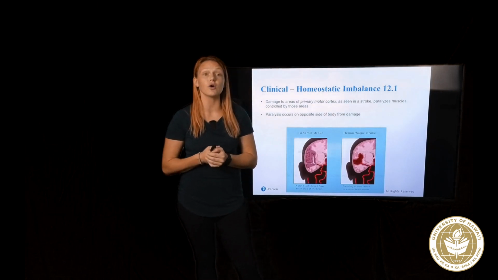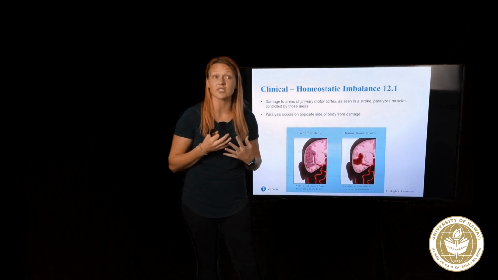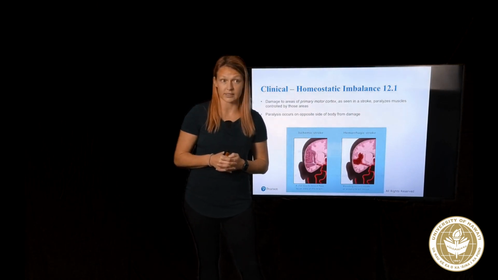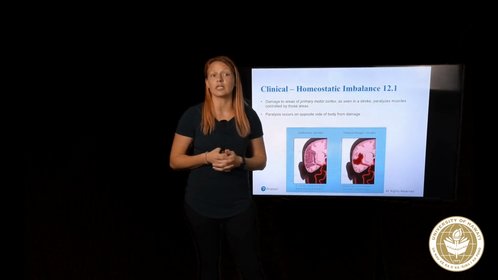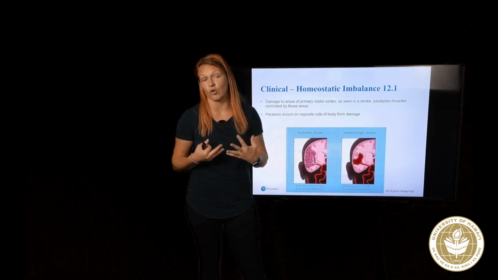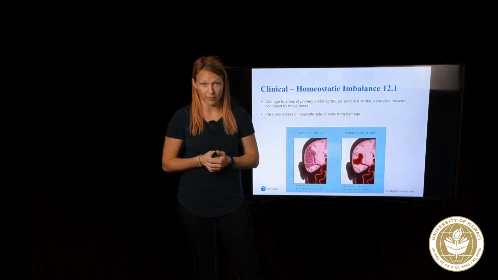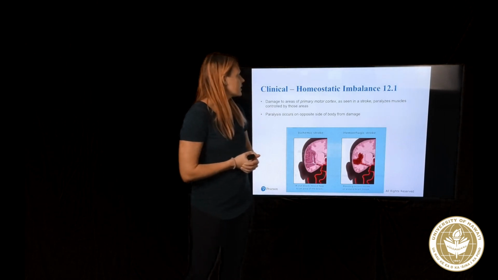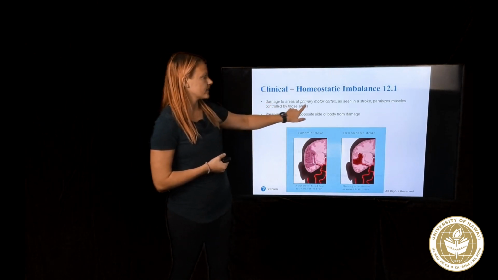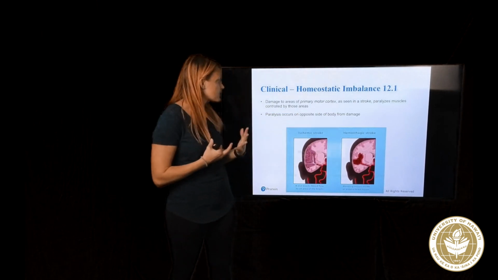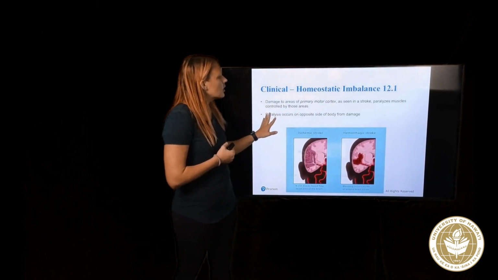And when you have a stroke, a blood vessel bursts, and then it paralyzes your muscles that are controlled by those areas. Because now we can't send that information from the motor area to the parts of our muscles. We can't control them. So that's why when someone undergoes a stroke, usually the result is going to be paralysis. So again, damage to the areas of that primary motor cortex as seen in a stroke is going to paralyze the muscles controlled by those areas.